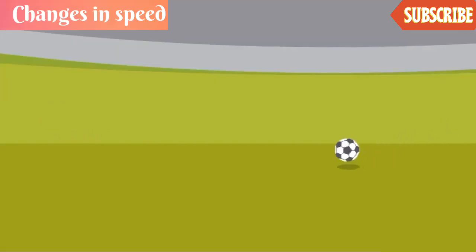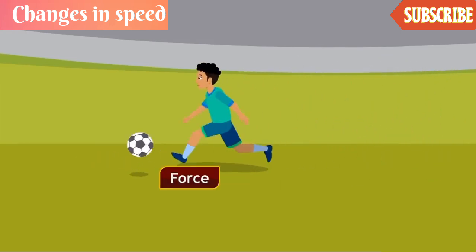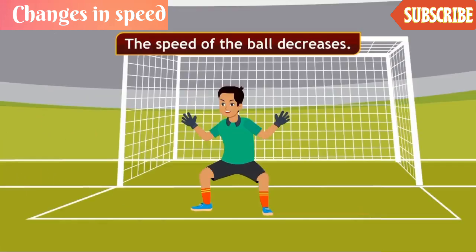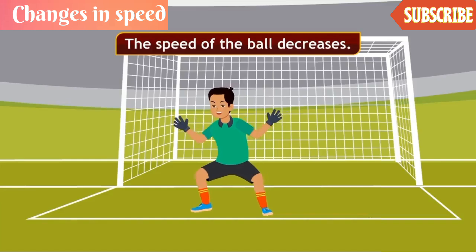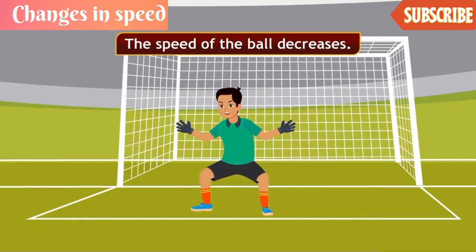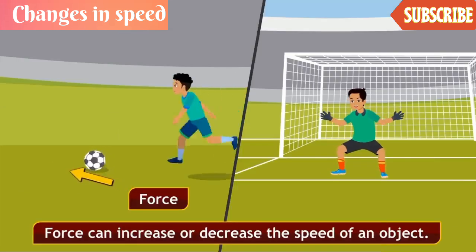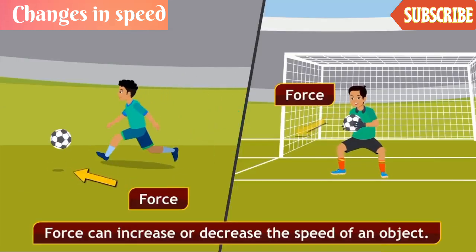Now, consider a football moving slowly on a field. Here, the speed of the football is less. When a player hits the ball with a greater force, the ball starts to move faster. Hence, the speed of the ball increases. Similarly, the speed of the ball decreases when the goalkeeper catches the ball while saving the goal. So, we can say that force can increase or decrease the speed of an object.